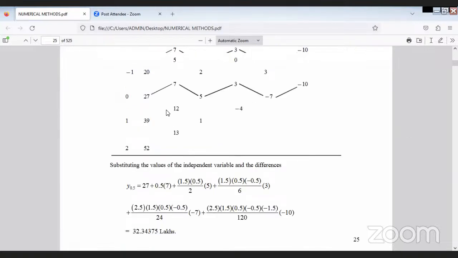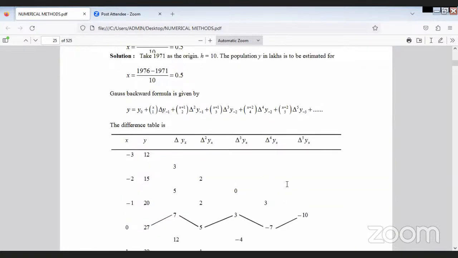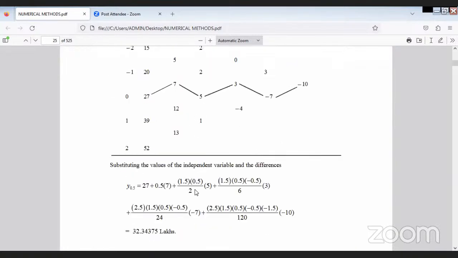So what is the center? What is the origin here? 27. What is the origin? 27. What is the value here? There is a point. What is the value here? 0.5 into 7. Into 7. So here we are rounding 7. So 1.5 and 0.5. What is the values we are finding here?